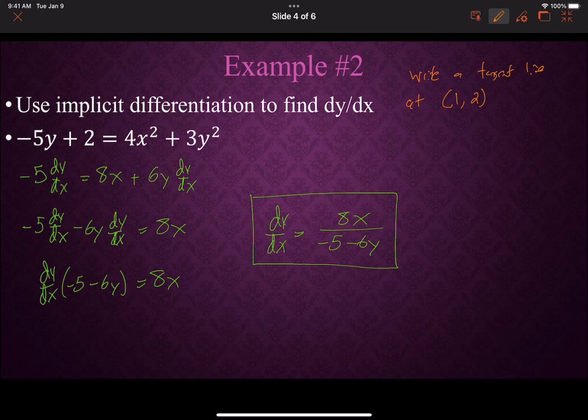So tangent line, we need to identify slope. Dy dx is slope. So dy dx would be 8 times 1 over negative 5 minus 6 times 2. We get 8 over negative 17. So it'd be y minus 2 equals 8 over negative 17 times x minus 1.